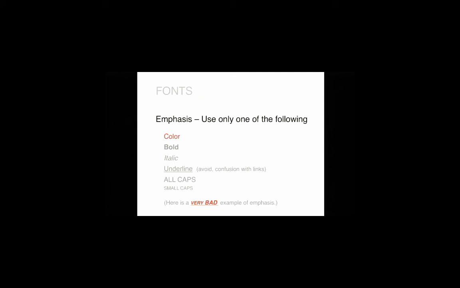When you're emphasizing something, you only need to use one variable. It could be color, bold, italic, underline, although you should avoid that because people will think it's a link. It might not be. In case all caps, small caps. There's a bad example of emphasis at the bottom. It's using too many of those things. You only need one.